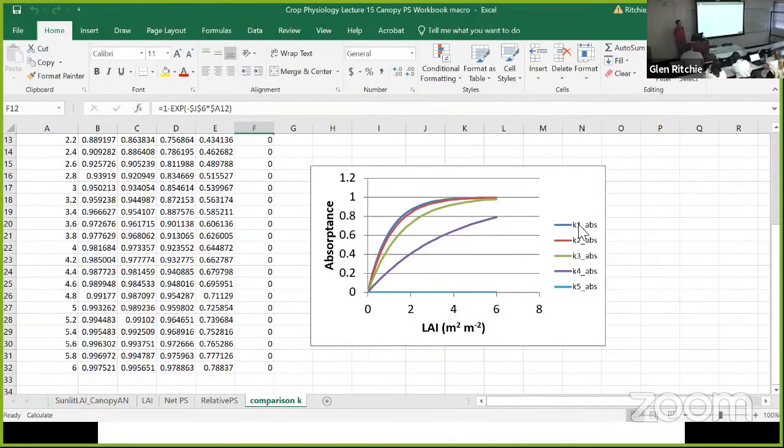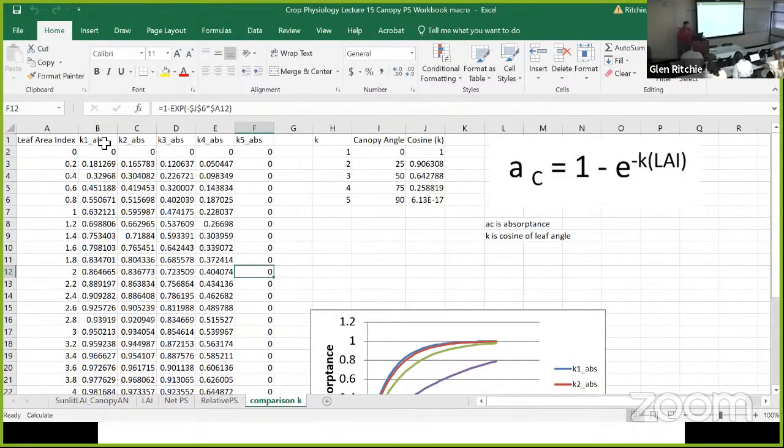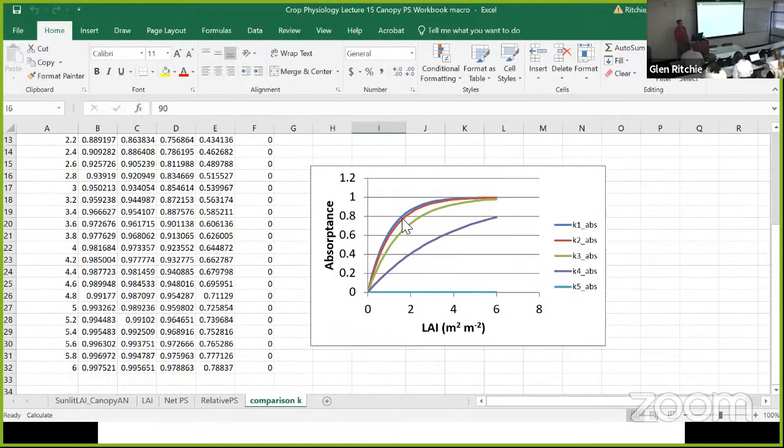So the K1 is going to be 0 degrees. The K2 is going to be, let's see, 25, then 50, then 75, then 90. And so what you see is at 25 degrees, you're not really changing your absorptance very much. At 50 degrees, you see a pretty noticeable difference in terms of the absorptance. What's the difference between absorptance and absorption?